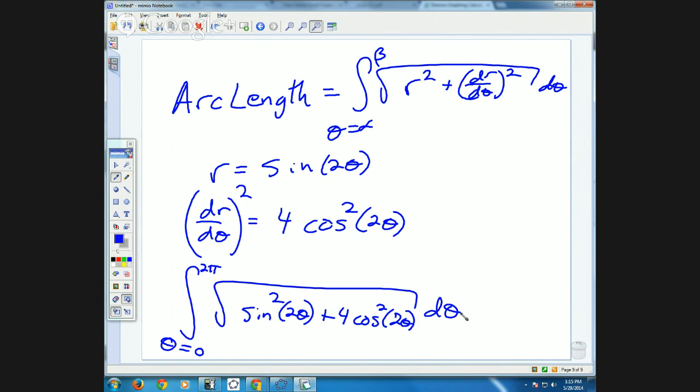Now, arc length problems are especially troublesome because there often is not a fundamental antiderivative. Let's toy with it for a second to see if we can find one, and if we can't, we'll try Wolfram Alpha. All right, let me see. What can we do with this?